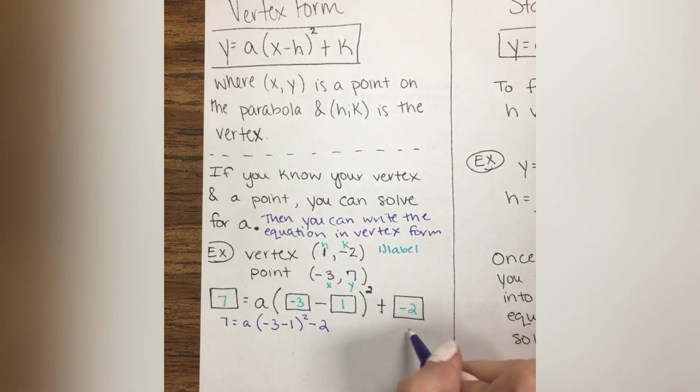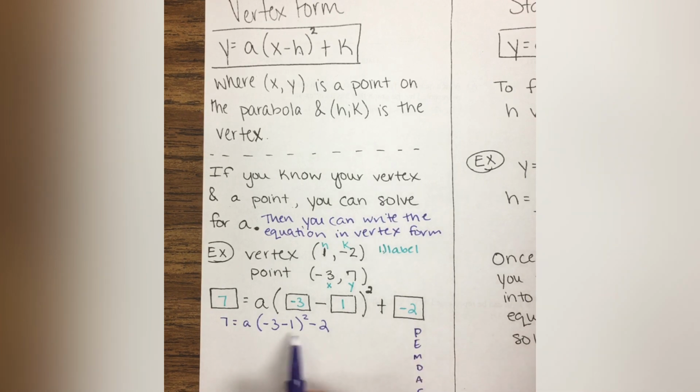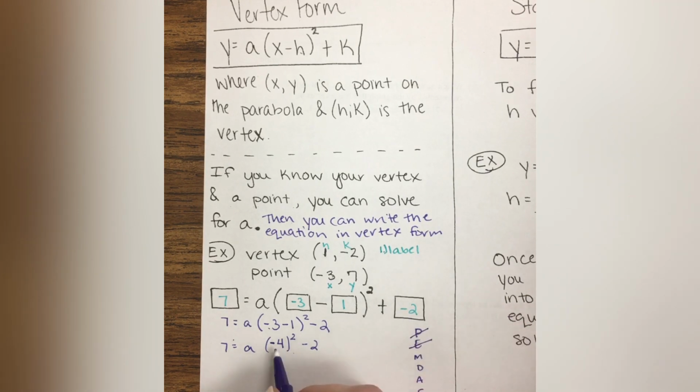Now I want you to think back to PEMDAS because we're going to start solving for a. The very first thing I need to do is my parentheses. So -3 minus another 1 is going to give me a -4. And I'll bring everything else down. After I deal with what's inside my parentheses, I need to work with my exponents. So I'm going to write this out. -4 squared is not -4 times 2. It is -4 times itself, or -4 twice. Minus 2, bringing down the 7.